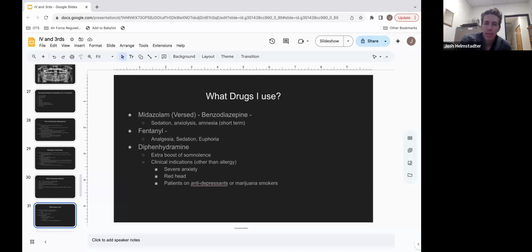What drugs do I use? Midazolam or Versed, which is a benzodiazepine. Pretty comfortable sedation and anxiolysis, as well as the amnestic effects. Fentanyl helps with your analgesia, and I use those two in combination. I will often use diphenhydramine as a third medication as well, if I get a severely anxious patient, a redhead, or patients on antidepressants or that smoke marijuana. They usually take a little bit more to get down under, so that usually helps me get to where I need to go.